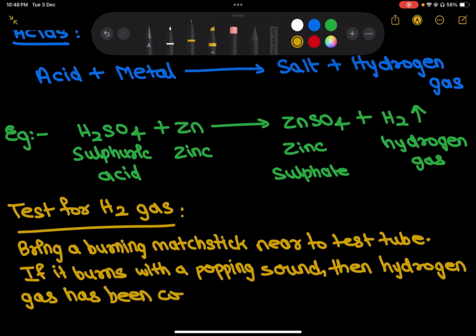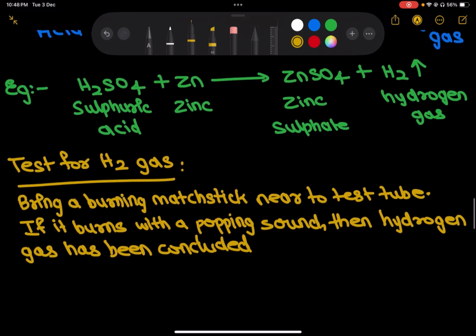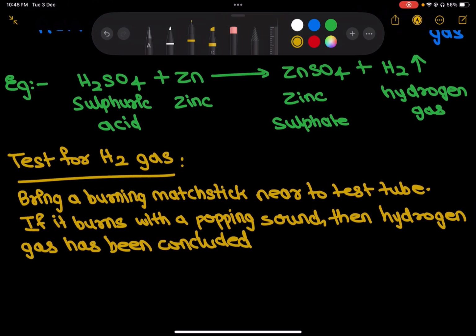So this is a basic test, correct? So in this way we can find out, or we can justify, that hydrogen gas has been evolved, correct? So this is the test with acids. Now you can do this with any other acid and metal as well. So for example, I'll keep the same metal, but I'll change the acid, right? For example, we have this is first. Second, if I take HCl, HCl plus Zn, right?